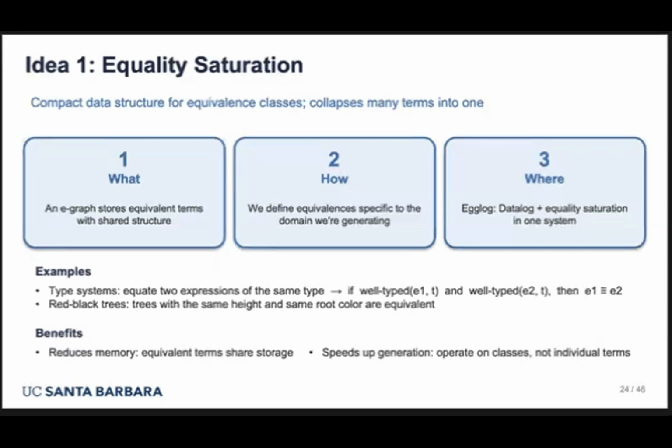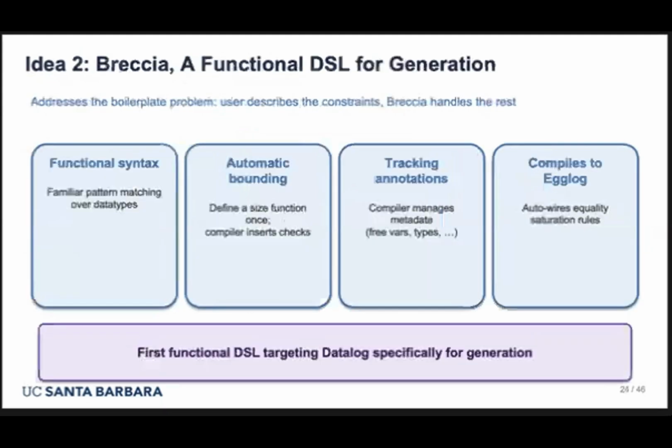And how are we doing all this? Well, we are using something called Egglog. Egglog is a language that was developed at the University of Washington, and it combines Datalog with equality saturation into one language. Using all of that is basically going to help address the memory issue that I just talked about, since the equivalent terms that we're defining can share the same place in memory, and we won't have as memory-hungry a computation. It also is, as you'll see, going to give some speedups in generation because we're able to operate on equivalence classes rather than individual terms.